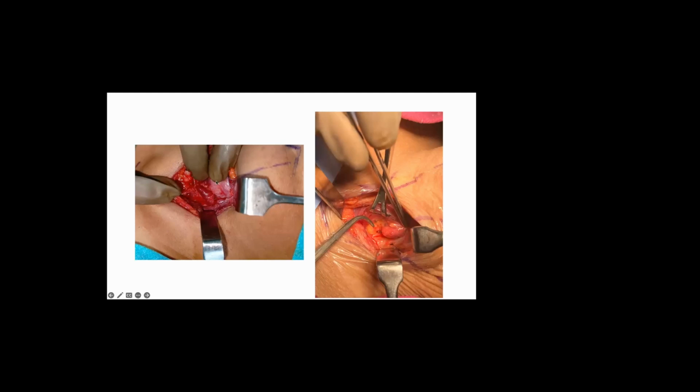So this is how a parathyroid adenoma can look. And this is another adenoma.